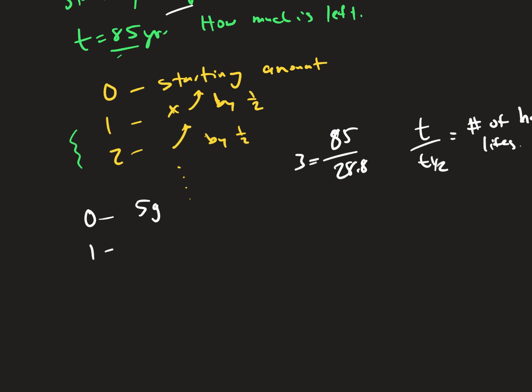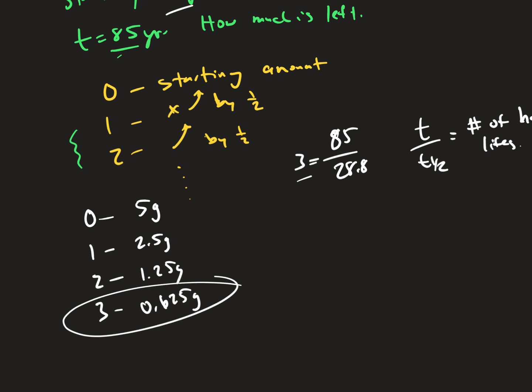So after 28.8 years, or 1 half-life, how much do we have? 2.5 grams. And is it going to be exactly 2.5, guys? No, we're just making predictions here. Okay. After 2 half-lives, 1.25, and after 3 half-lives it's 0.625 grams. That's how much we have after 85 years. Make sense?